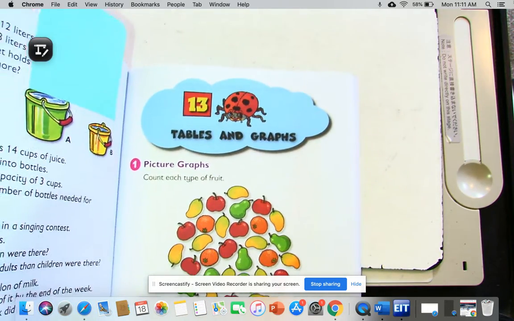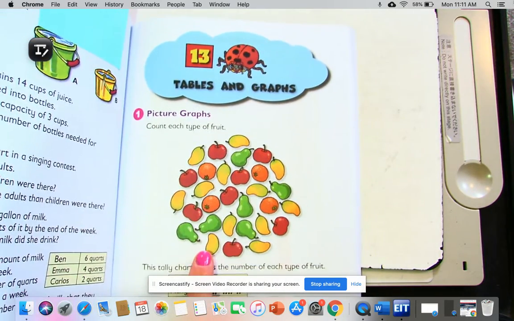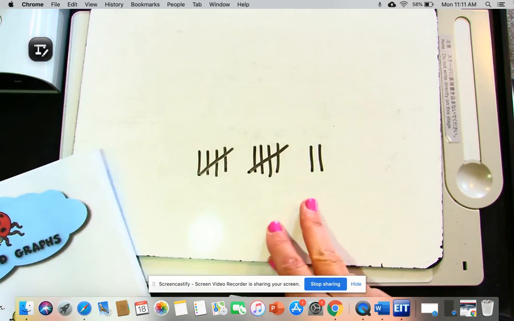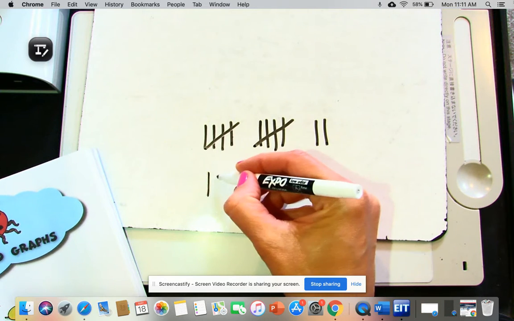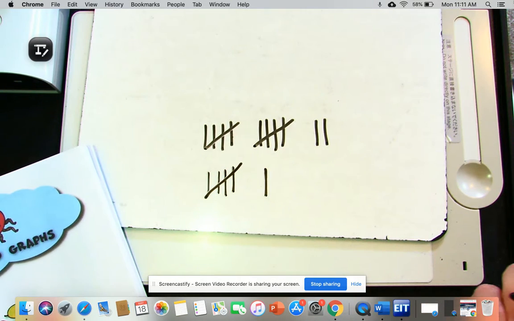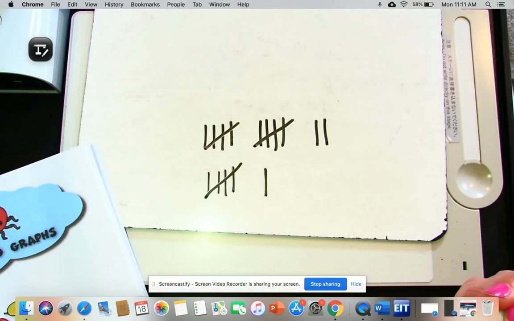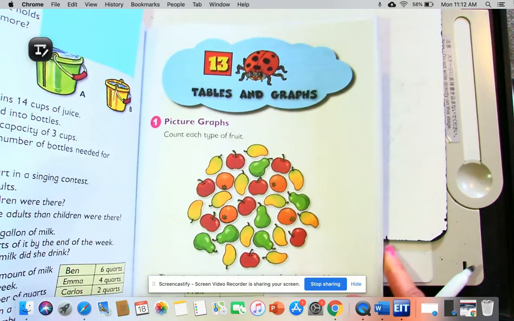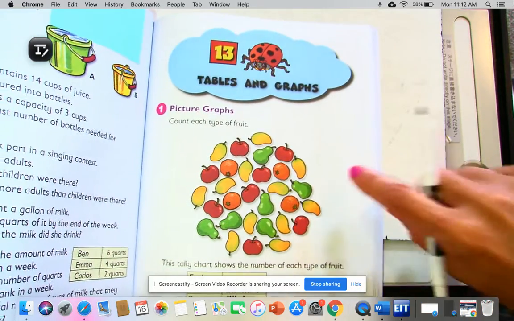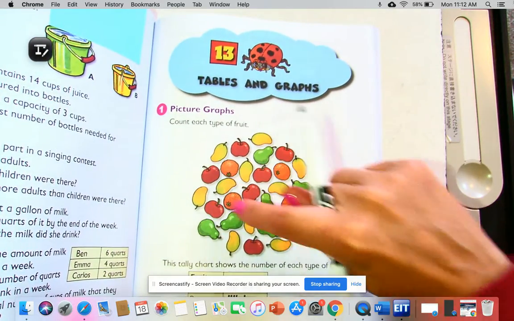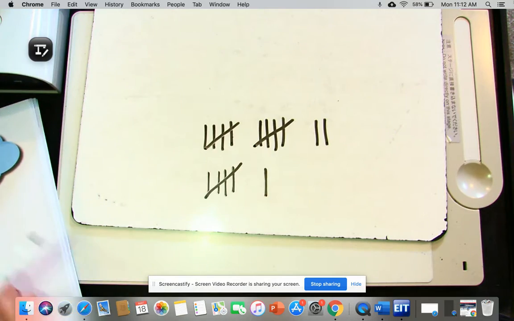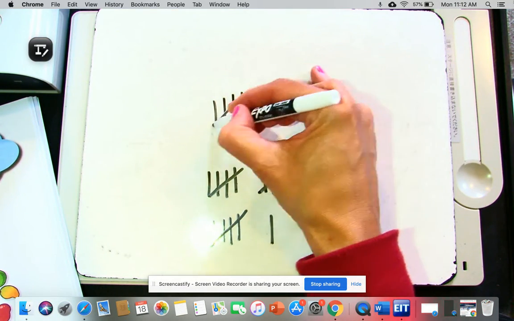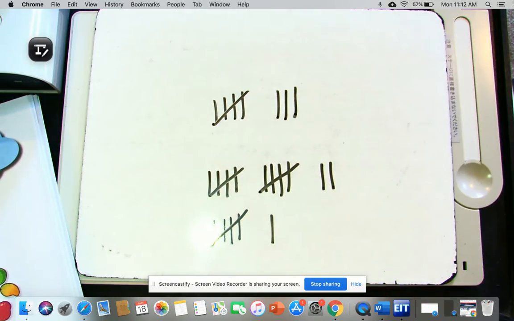Let's see, the next one we could count, why don't we count the pears? So we have 1, 2, 3, 4, 5, 6 pears. And if we wanted to show 6, 1, 2, 3, 4, 5, 6. So the pears would be there. And let's see, the apples, we could count up the apples. 1, 2, 3, 4, 5, 6, 7, 8. So the apples would be 8. That would be for the apples.